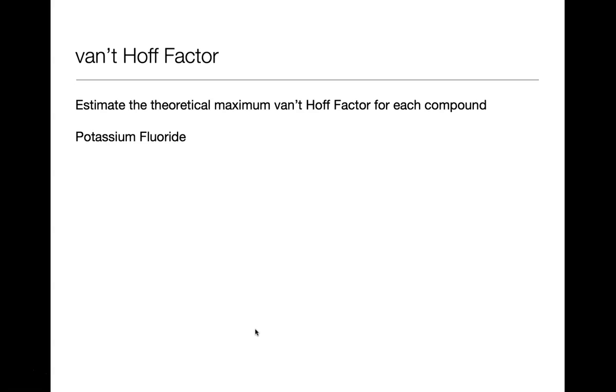So let's take the idea of potassium fluoride, or KF. If I was going to estimate this Van't Hoff factor, take a look at that. KF solid, I put it into water, it turns into K+ and F-. The theoretical maximum is 2. In real life, it's probably a little lower, but it can't exceed 2.